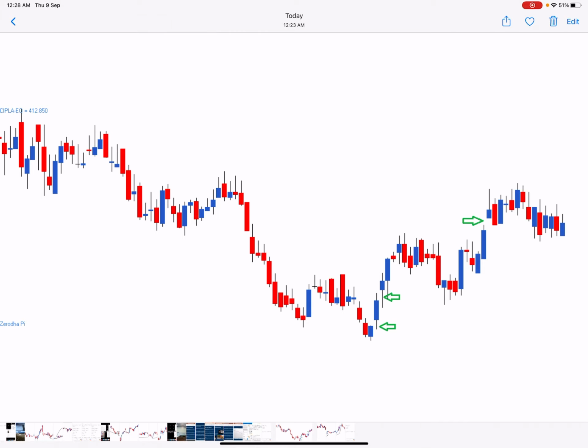So gap up opening portrays bullish sentiments. In this image, you can see the green arrows point to a gap up opening.